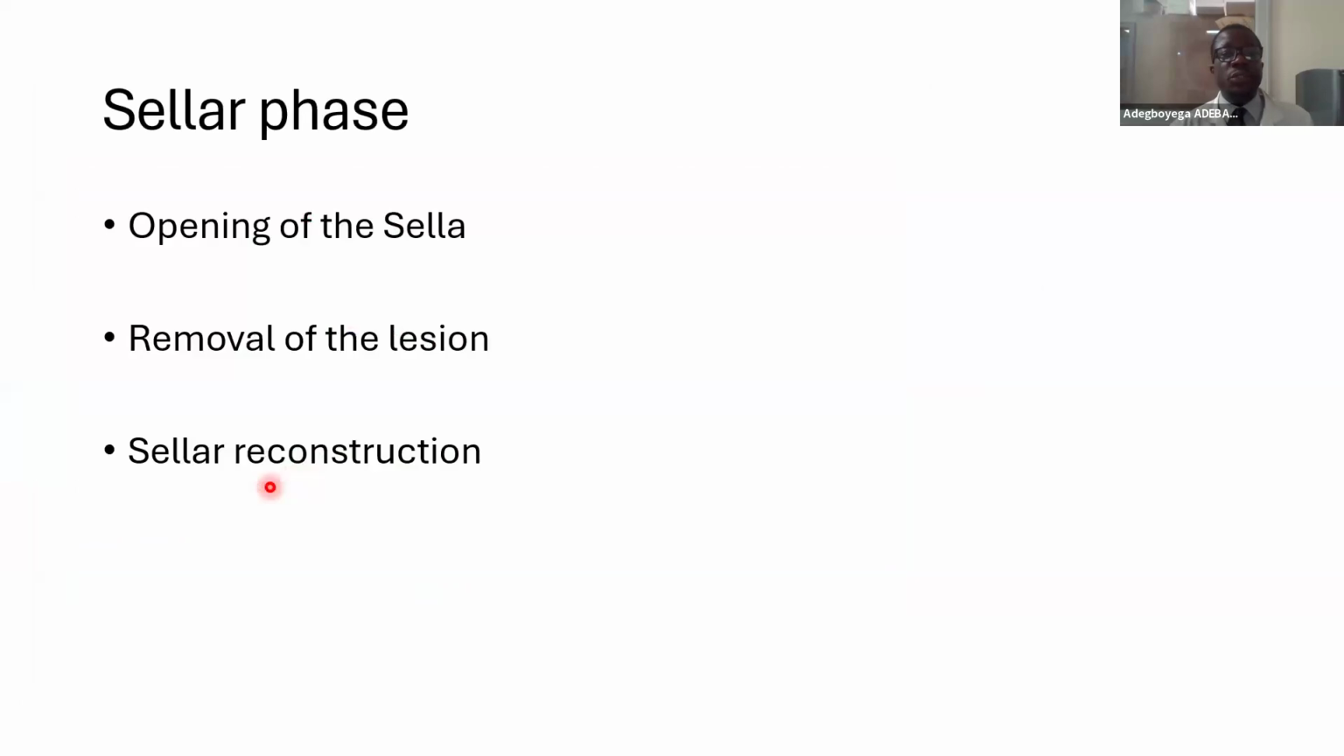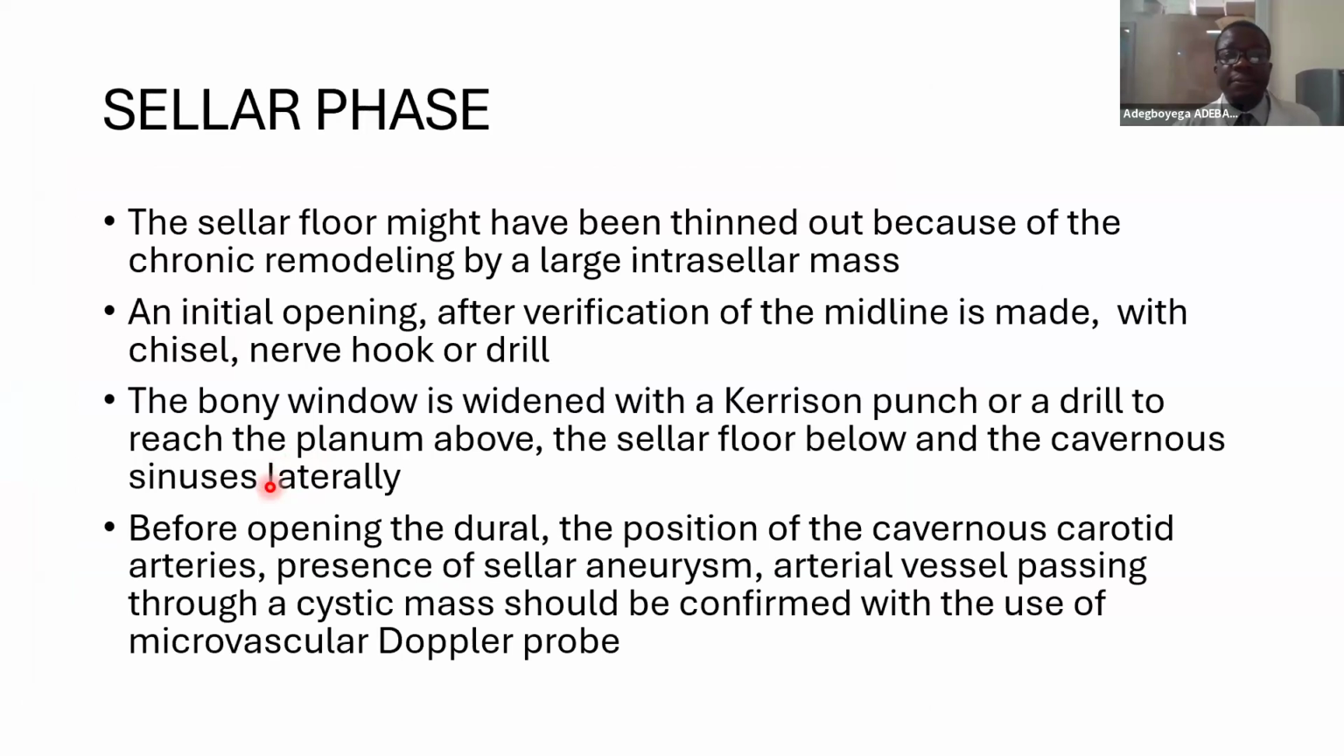The sellar phase includes opening of the sellar floor, removal of the lesions, and reconstruction of the sellar floor. The sellar floor might be thinned out in most cases, especially when the patient has large tumors, due to chronic remodeling. And in cases where the sellar floor is not thinned out, especially in patients with small tumors, one needs to be careful. Initial opening after verification of the midline is made with either a drill or hook, and the bony window is widened with a Kerrison punch, to reach the planum above and the sellar floor below.